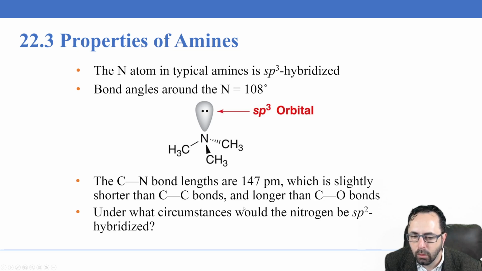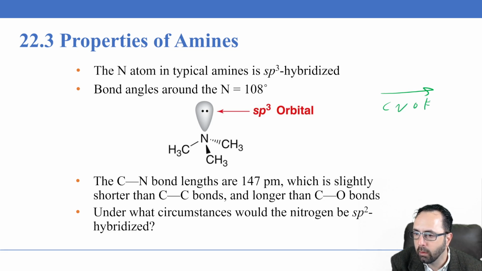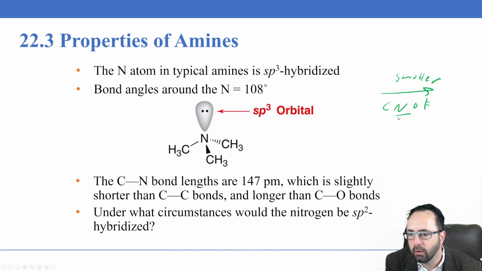These are slightly shorter than carbon-carbon bonds, slightly longer than carbon-oxygen bonds. This makes sense because as you go left to right on the periodic table, carbon, nitrogen, oxygen, fluorine, these atoms are getting smaller. So carbon is a smaller atom than nitrogen, so it makes a shorter bond. Nitrogen is a smaller atom than carbon, so it makes a shorter bond. Oxygen is an even smaller atom, so it makes an even shorter bond.